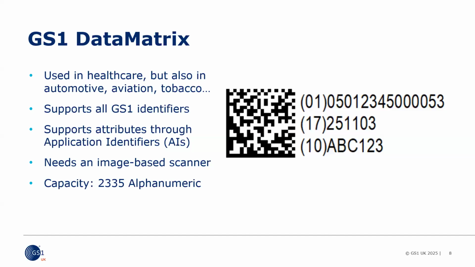The 2D GS1 data matrix is becoming the symbol of choice for regulated healthcare products, and many manufacturers are swapping out the linear barcodes for these. Like the GS1 128, it supports all the GS1 application keys and all the GS1 application identifiers, but in a much smaller symbol with the greatest data capacity. It does require image-based scanners, but these are widely available by healthcare providers using handheld smart devices.